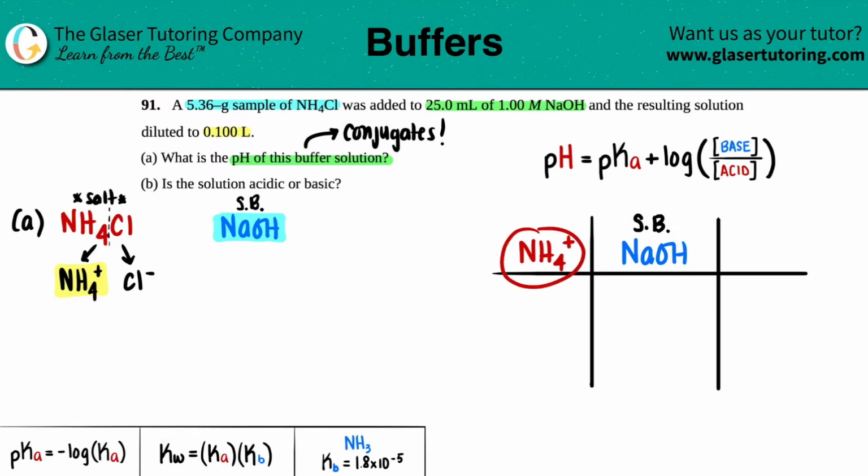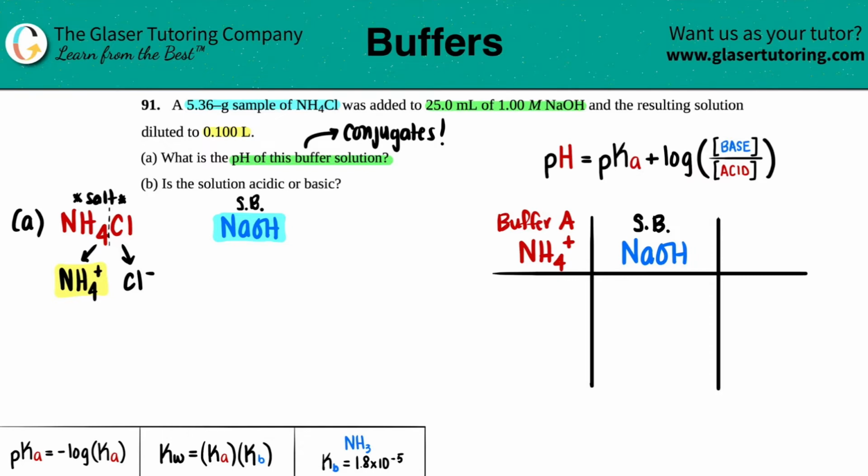And since this is now a weak base, this is one component of your buffer. So this is the acid component of the buffer. So maybe I'll just put buffer A for acid. Now, did it really matter that I put the acid on the left or the right side? Absolutely not. You get to pick. Doesn't matter. I just put it on the left side.